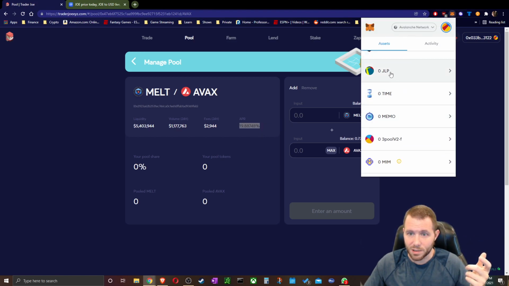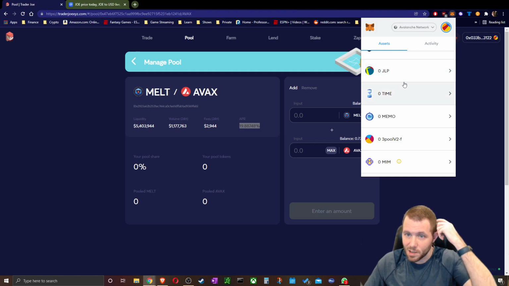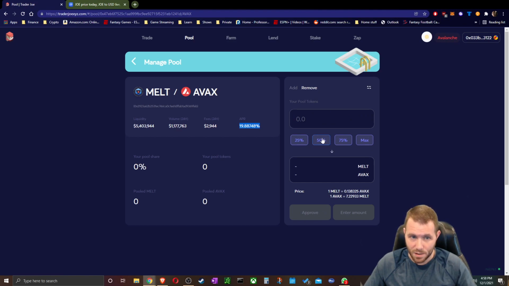I don't know if you noticed, so like JLP, that was a liquidity token at one point. I don't have any now, but that's all it was, right? You get this token, so that when you go to remove your liquidity and get your money back that you put in, you'll actually give up that token, okay, and you'll get back an equivalent amount of melt and AVAX that you kind of put in.